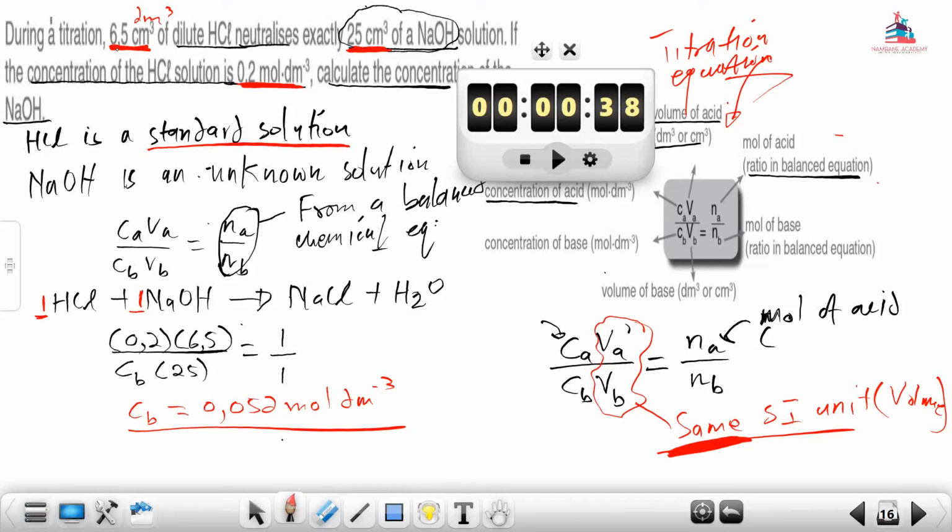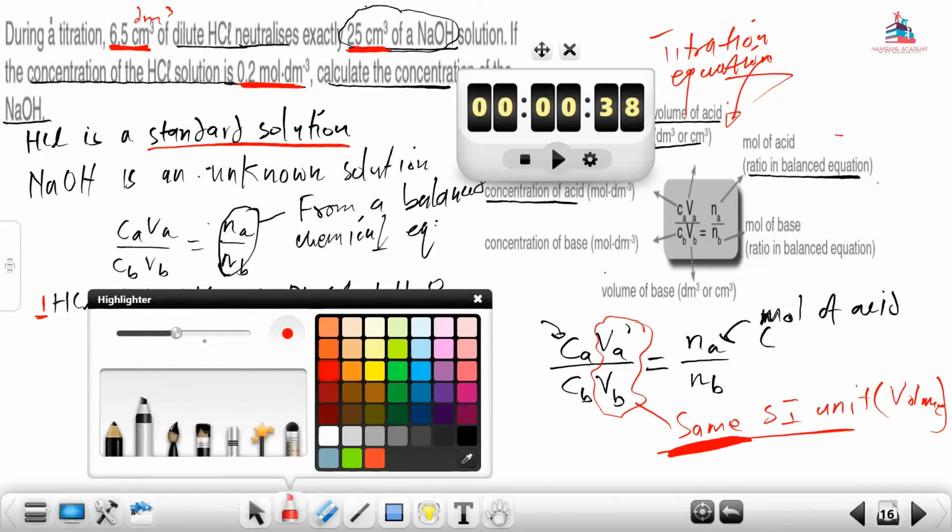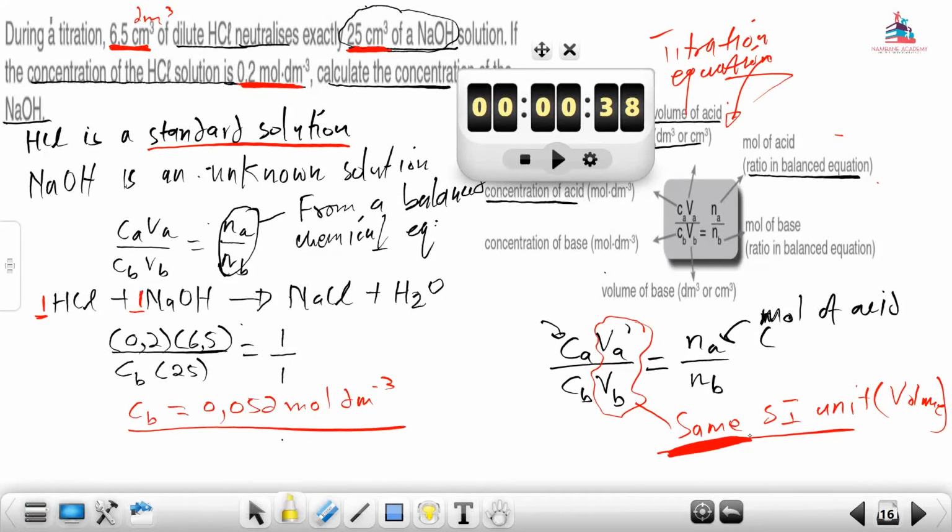Either you move from decimeter cubed to centimeter cubed, or from centimeter cubed to decimeter cubed. So hence I am emphasizing that the volume must have the same SI unit. Marshall, you can talk, sir.